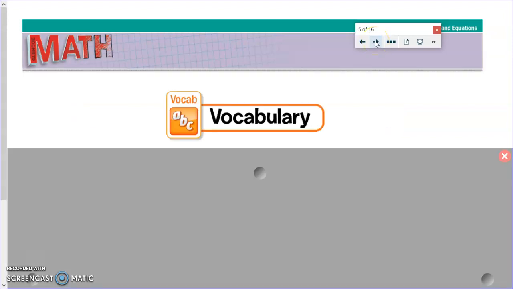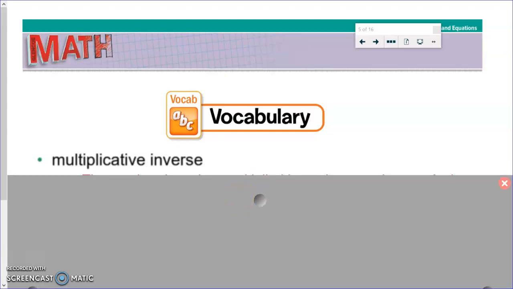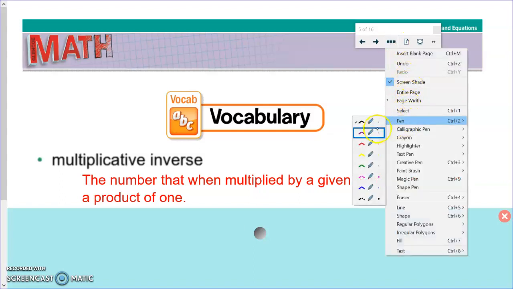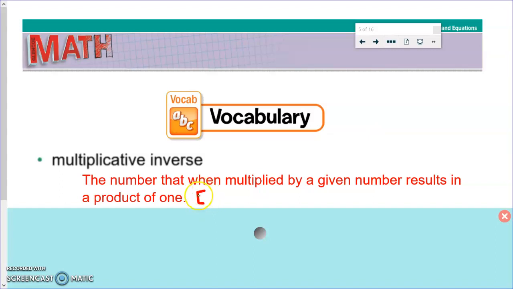So there are two vocabulary terms that we will be using in this chapter starting with this lesson. First of which is our multiplicative inverse. And what our multiplicative inverse is, is the number that when multiplied by a given number results in a product of 1. So, for example, if I had the number 4 and I wanted to multiply it by something and it equaled 1, the multiplicative inverse would be its opposite, which is 1 over 4.